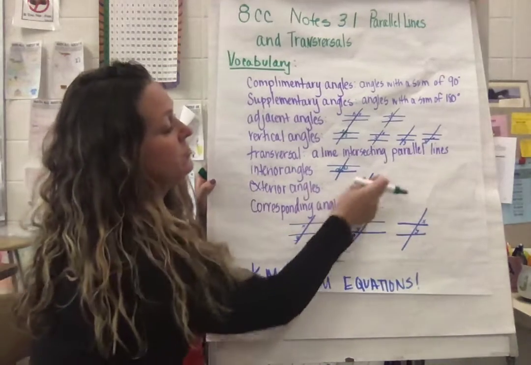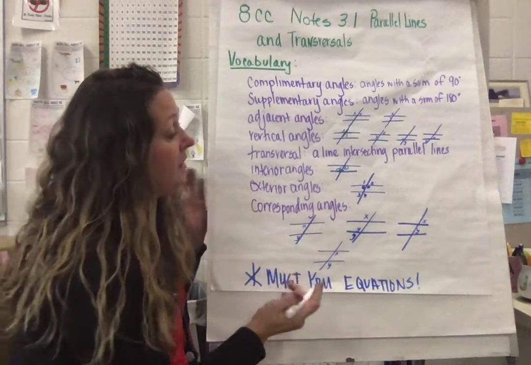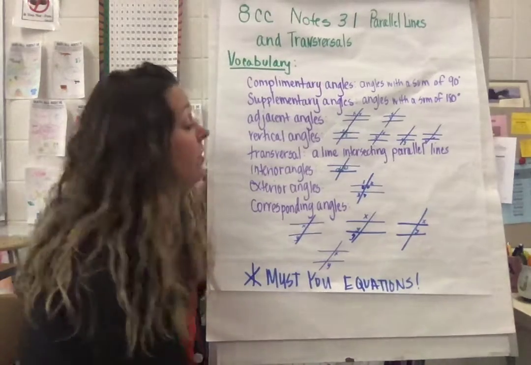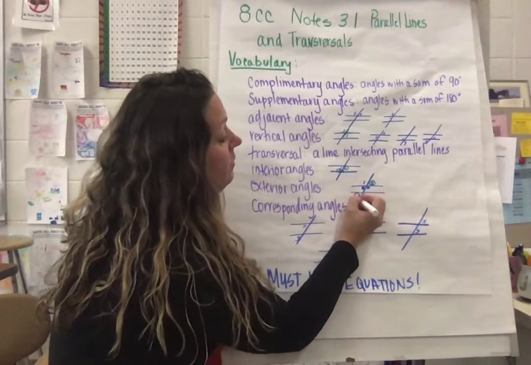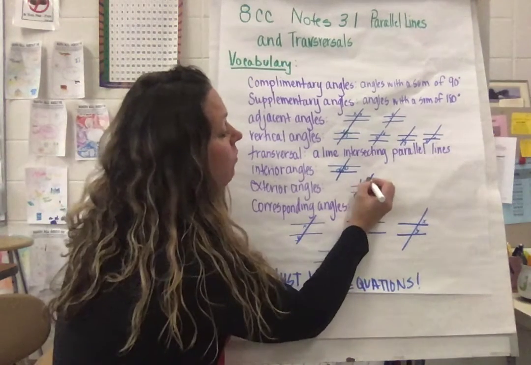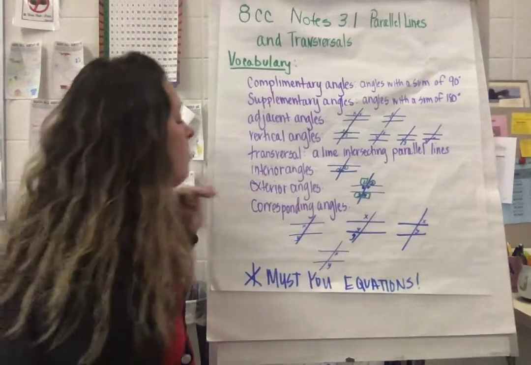Exterior angles. Those are the angles on the outside of the parallel lines. And then you may hear that there are alternating exterior angles. 2 and 3 are alternating exterior angles, and 1 and 4 are alternating exterior angles.